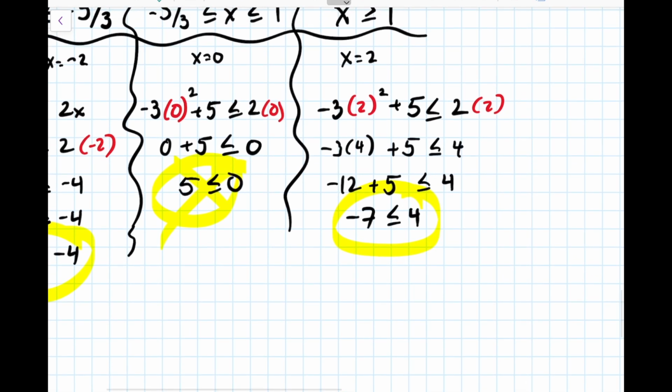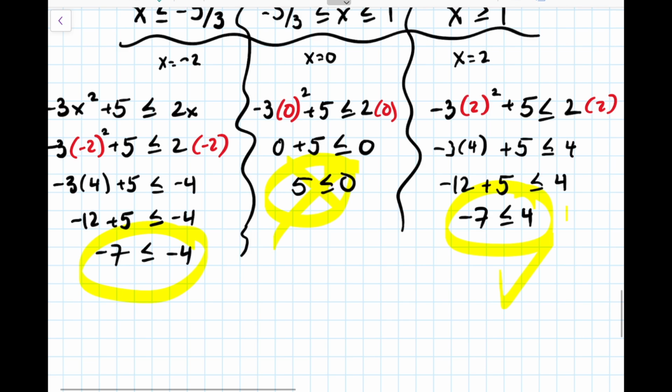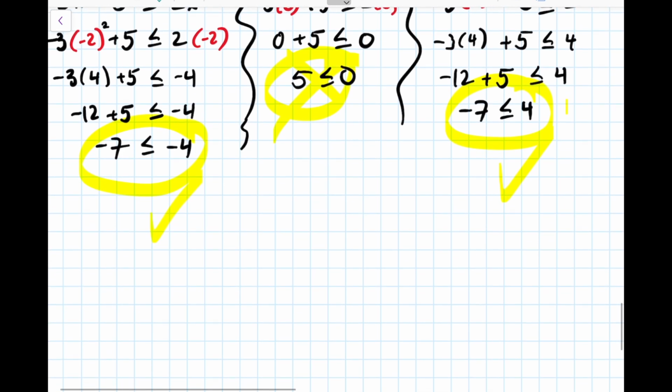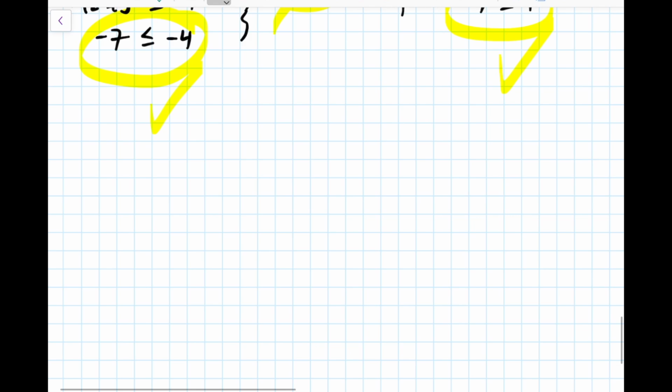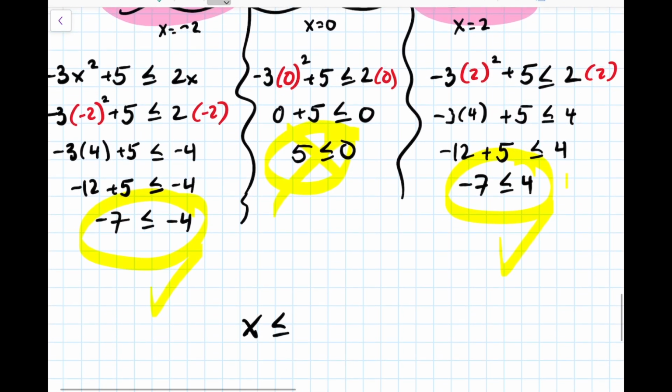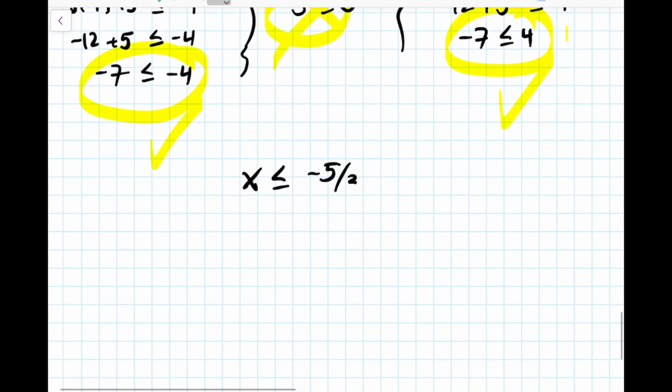And so that is good. So this section on the right and this section on the left both got us things that we wanted. And so my solution is just the domains from those two sections. So it's this domain and this domain. And so my answer is x is less than or equal to negative 5 over 3, or x is greater than or equal to positive 1.